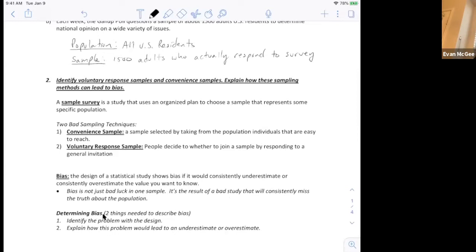So when you're determining bias, then you need to say 2 things. You need to say what the problem is, whether it's a convenience or a voluntary response sample, and then you need to explain if it would underestimate or if it would overestimate the truth about the population.